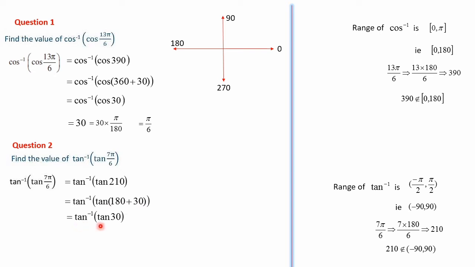So tan inverse of tan 30. Now this 30 is within our range, that is open interval minus 90 comma 90, and the tan inverse of tan x formula can be applied. So we will be getting 30 degrees. You have to convert this one into radians, that is 30 into pi by 180. Here also 30 and 180 can be cancelled 6 times. We'll be getting the final answer as pi by 6.